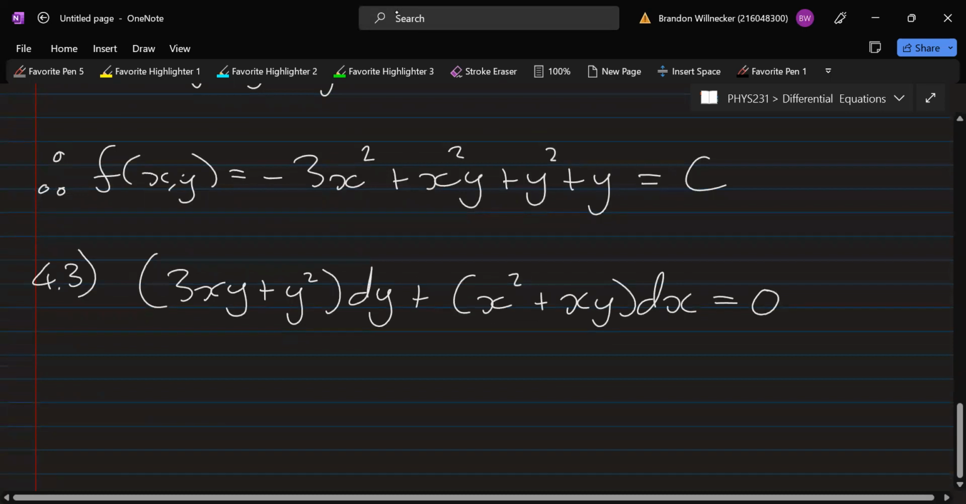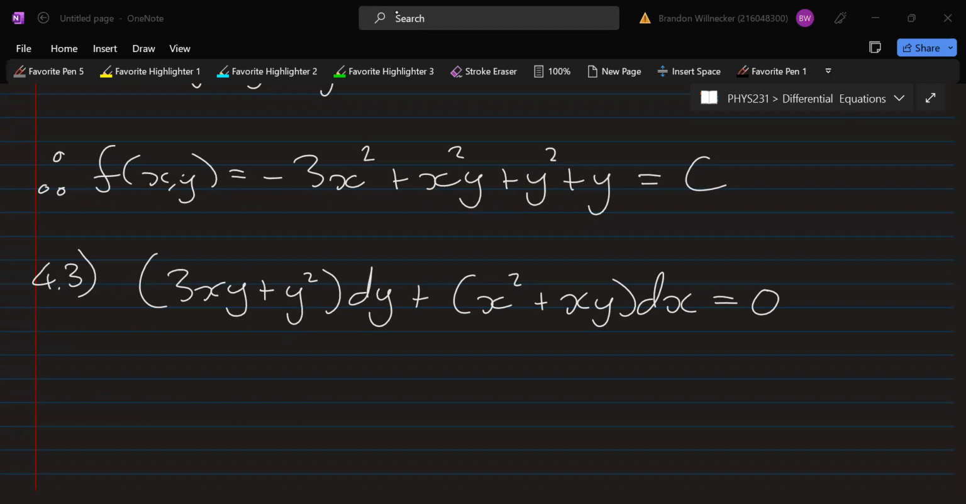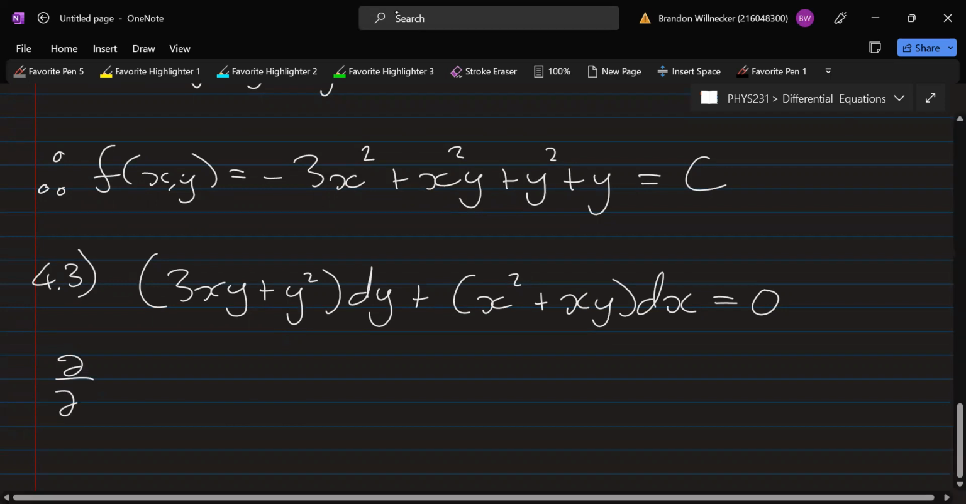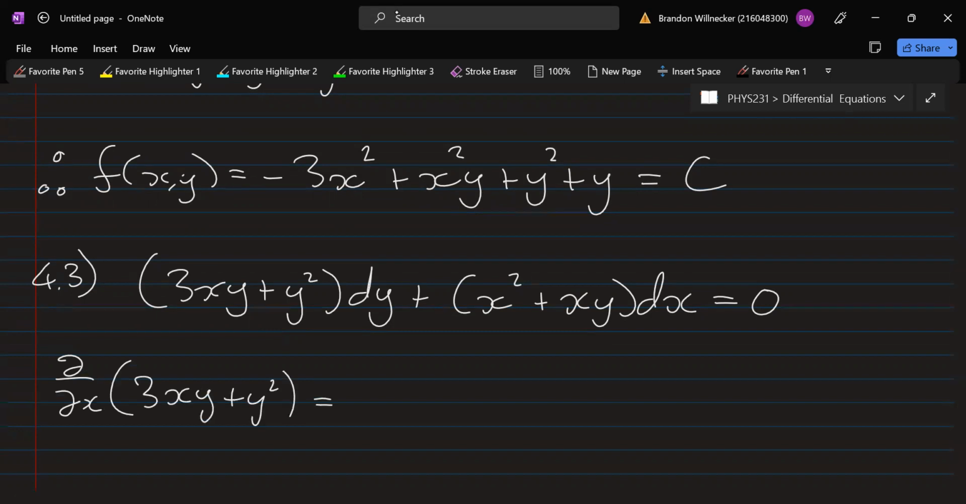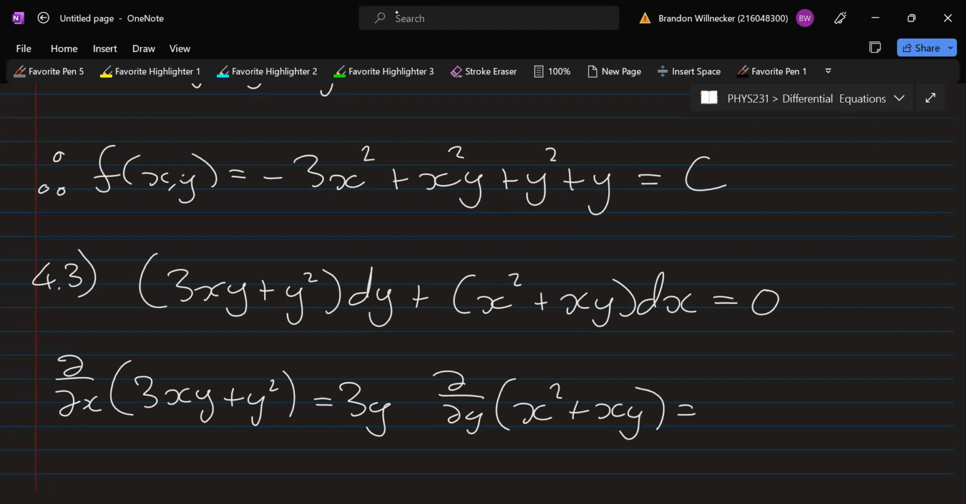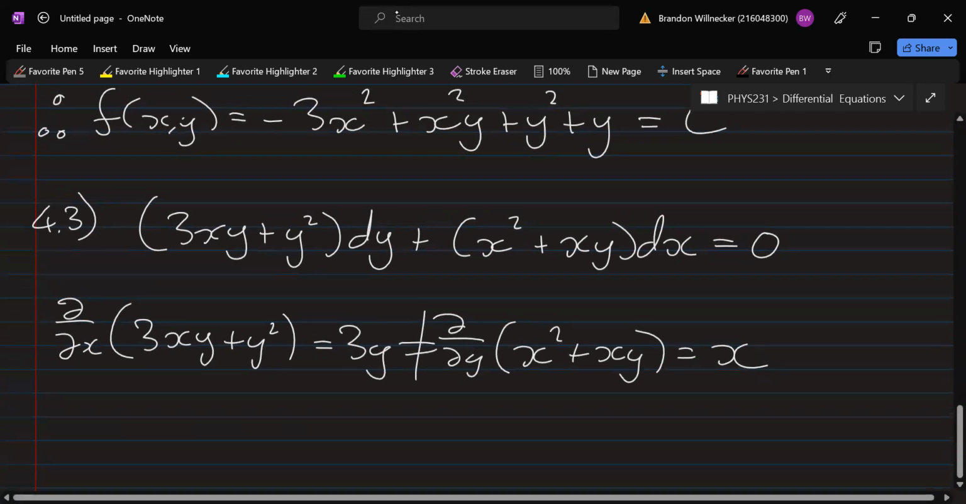Which means we need to take the x derivative of this first term, because that's the dy part. So d/dx of the first part, 3xy + y², is going to be 3y. Taking the y derivative of the second part, d/dy of x² + xy, that's going to be x. And clearly they do not match. So this is not exact.